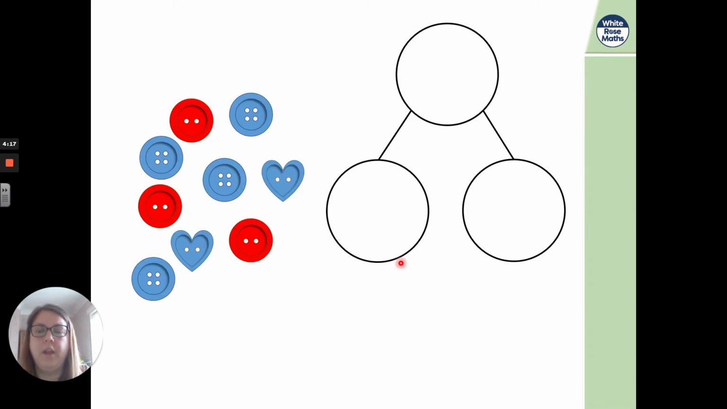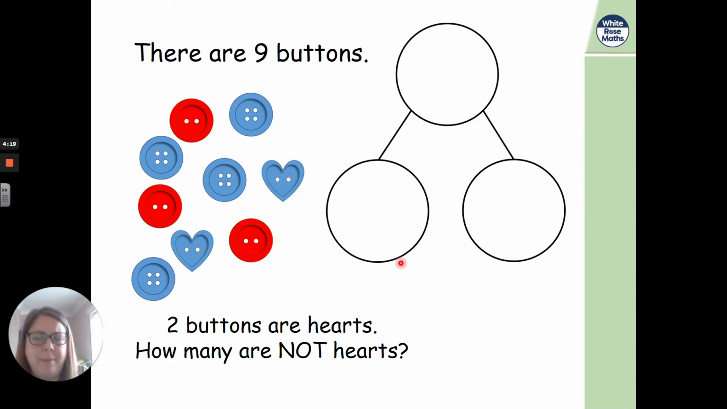Well done. Right, this time there's 9 buttons again. 2 are hearts. How many are not hearts? I want you to pause the video and have a go to figure out how many are not hearts. Some of you might know straight away, that's fine, but if you need to pause the video to work out how many are not hearts, do that now.